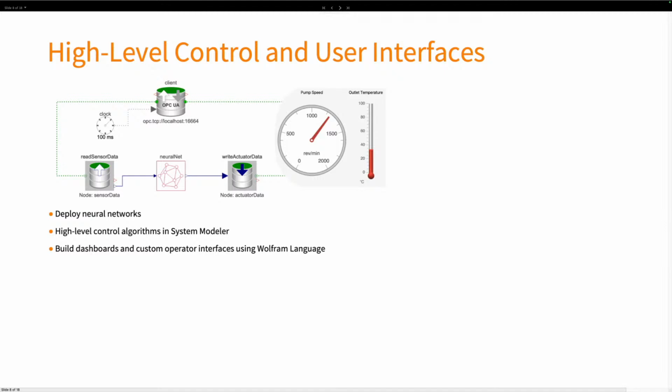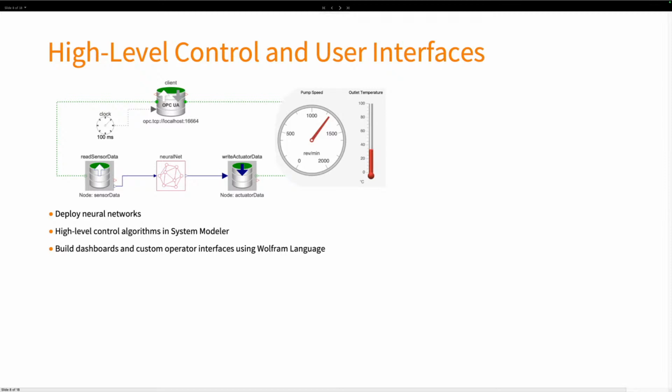With our model running in real time and connected to the system, we can feed sensor data into the neural network and use the output to control the system, thereby running the neural network against the real system in real time. We could also prototype and develop other high-level algorithms for controlling our system and run them in real time against the real system.